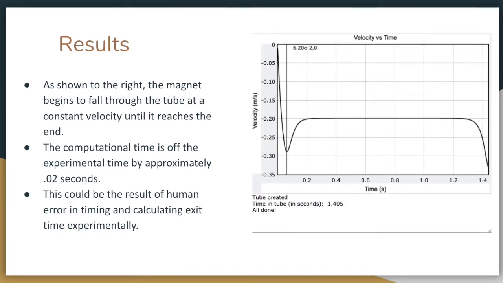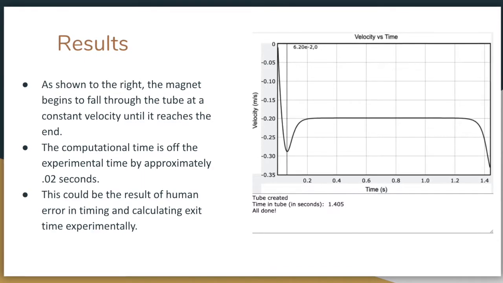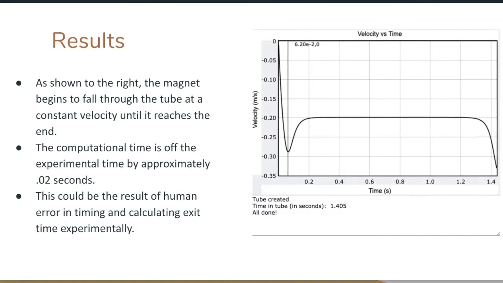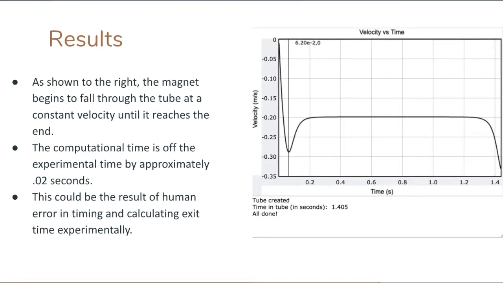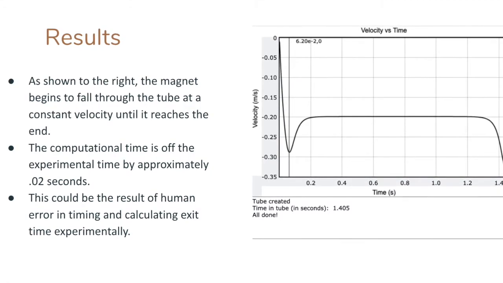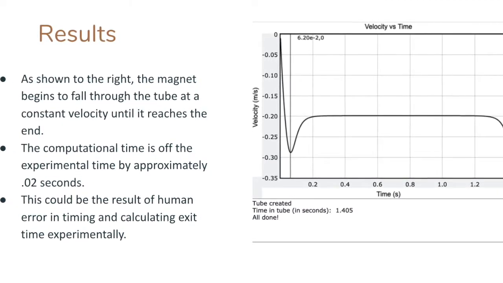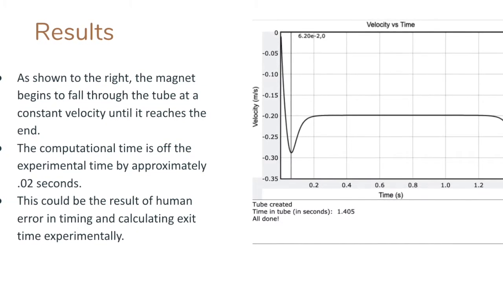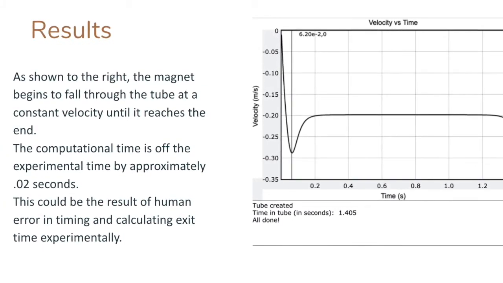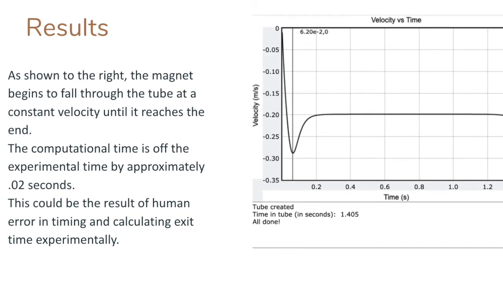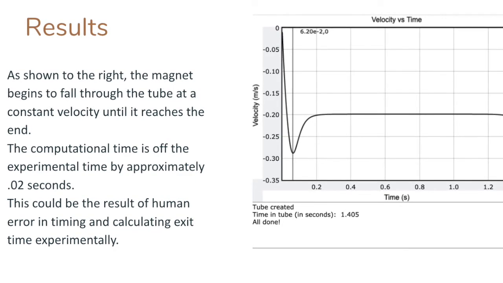The resulting image from the coding section is shown to the right, and as you can see, the magnet begins to fall through the tube at a constant velocity until it reaches the end. The computational time is off by approximately 0.02 seconds from the experimental time, and my estimation is that this is a result of human error and the timing and order of when the magnet hits the outside of the tube.